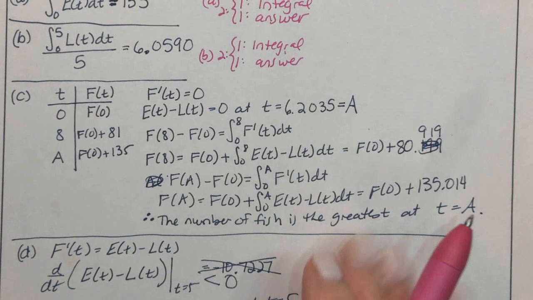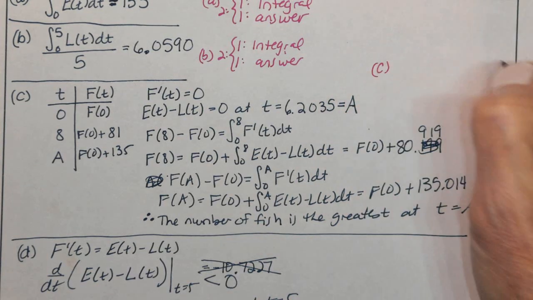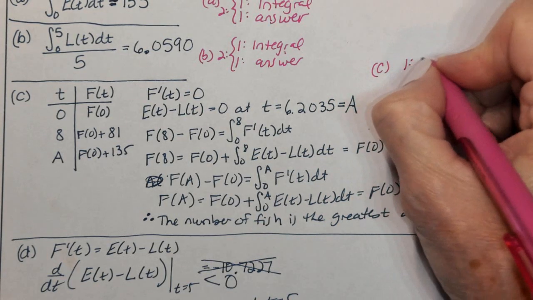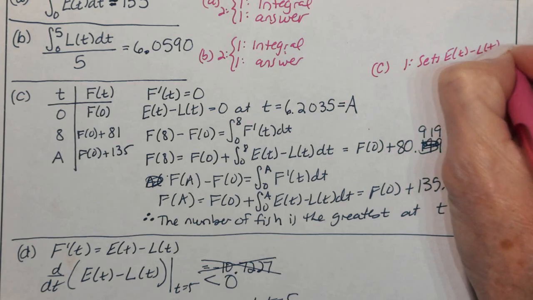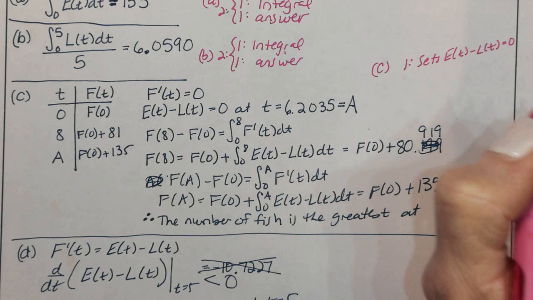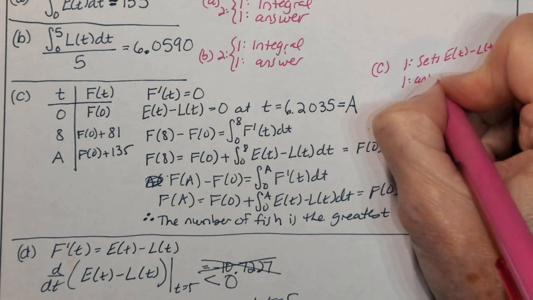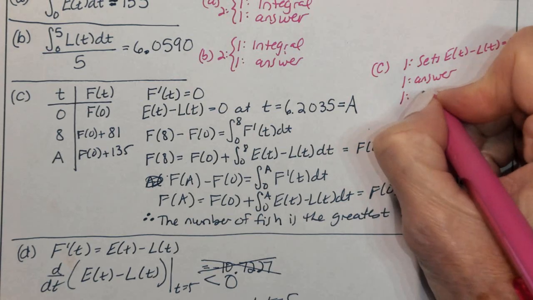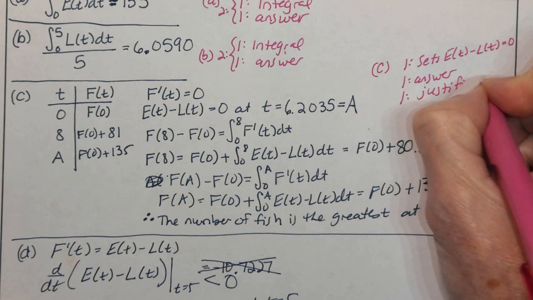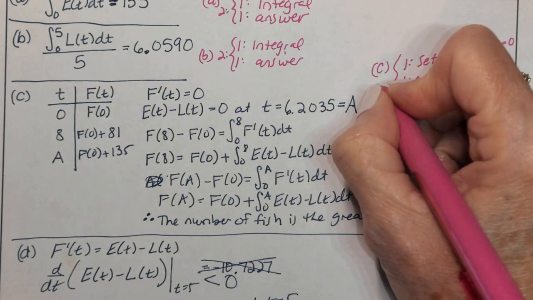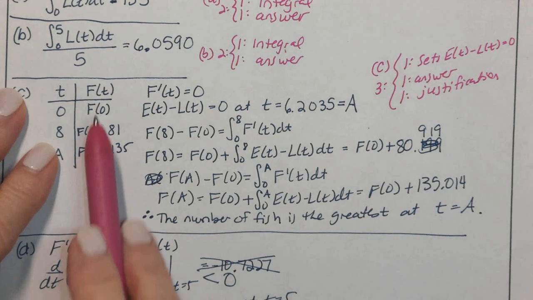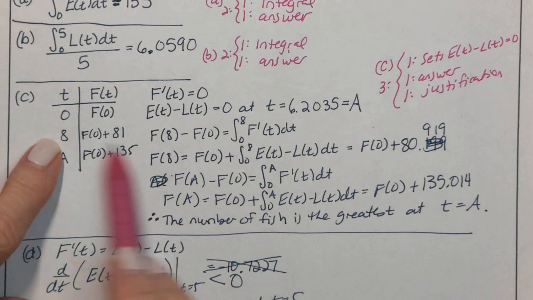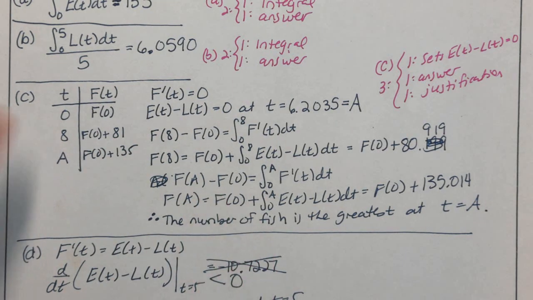For part C, 1 point for, they said, sets E of t minus L of t equal to 0. 1 point for that. 1 point for the answer. 1 point for the justification. The justification. I started this problem and I finished. My justification was the candidates test. That was my justification.